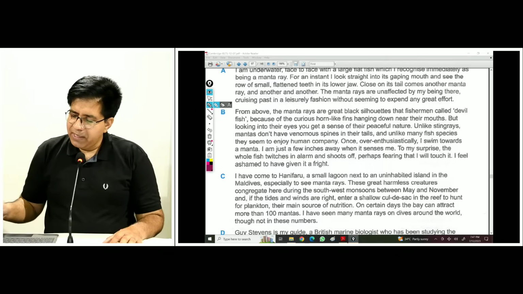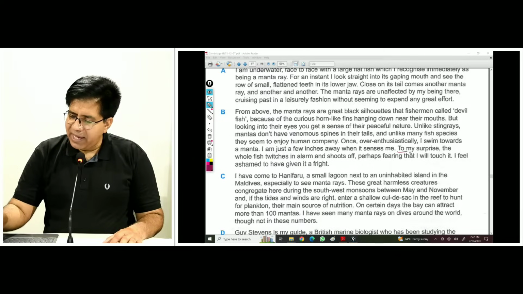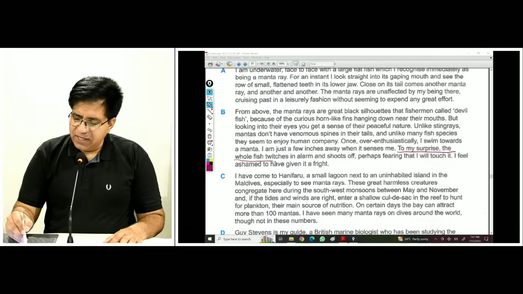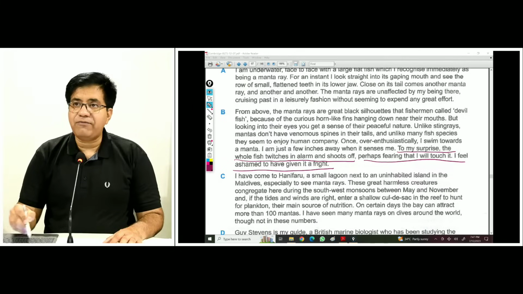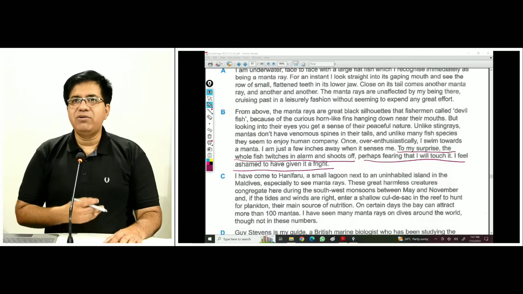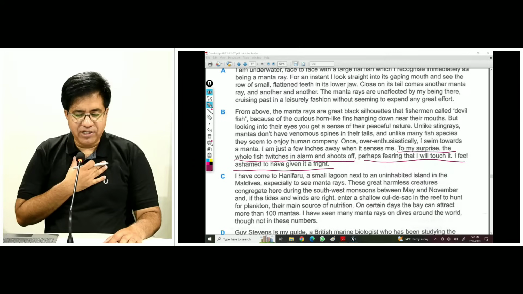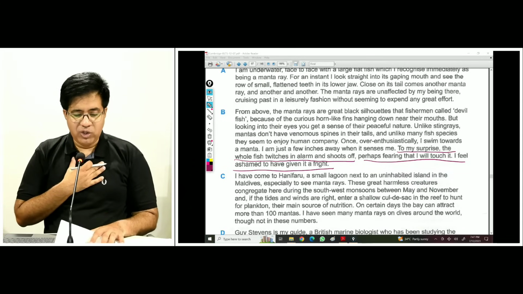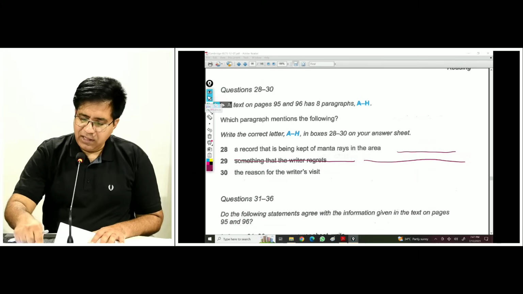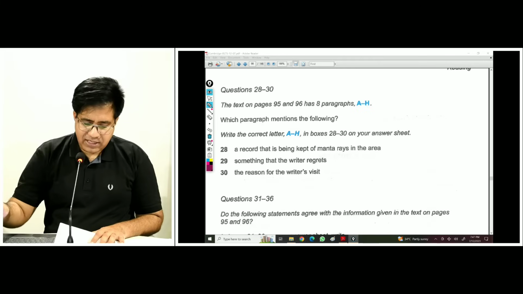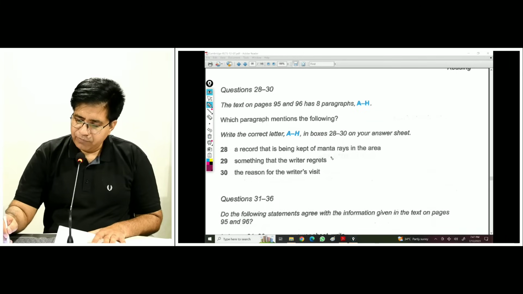Paragraph B for boy. And come to third last line. To my surprise, the whole fish twitches in alarm and shoots off, perhaps fearing that I will touch it. I feel ashamed to have given it a fright. I feel ashamed means he regrets. So, question number 29. Correct answer is B for boy. Exactly.